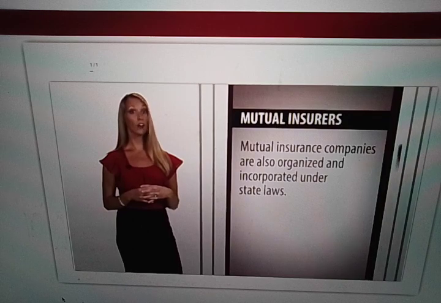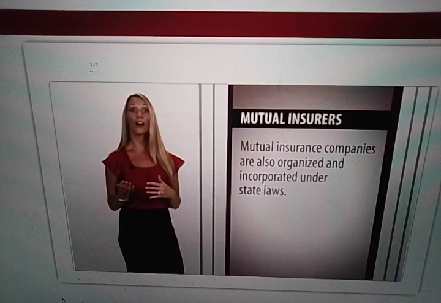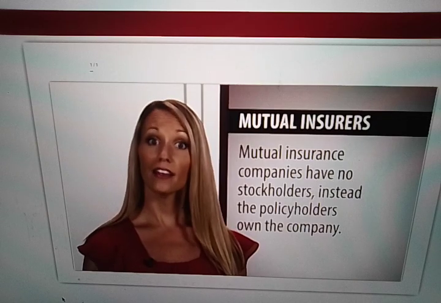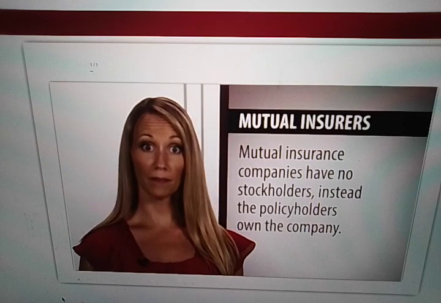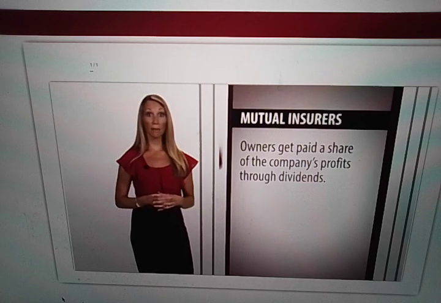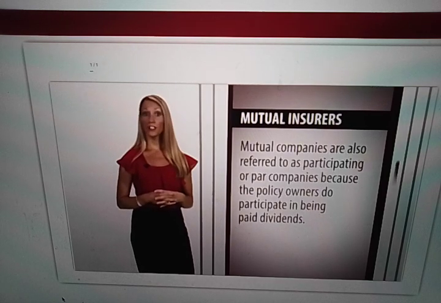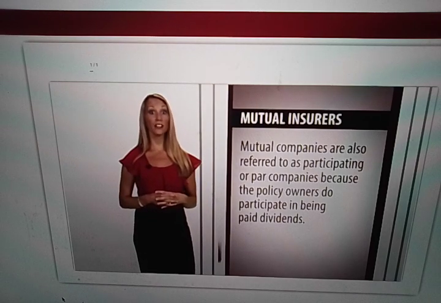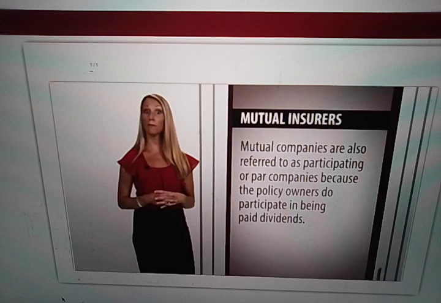Mutual insurers. Mutual insurance companies are also organized and incorporated under state laws, but they have no stockholders. Instead, the policyholders own the company, and as owners, they get paid a share of the company's profits through dividends. Mutual companies are also referred to as participating or par companies because the policy owners do participate in being paid dividends.